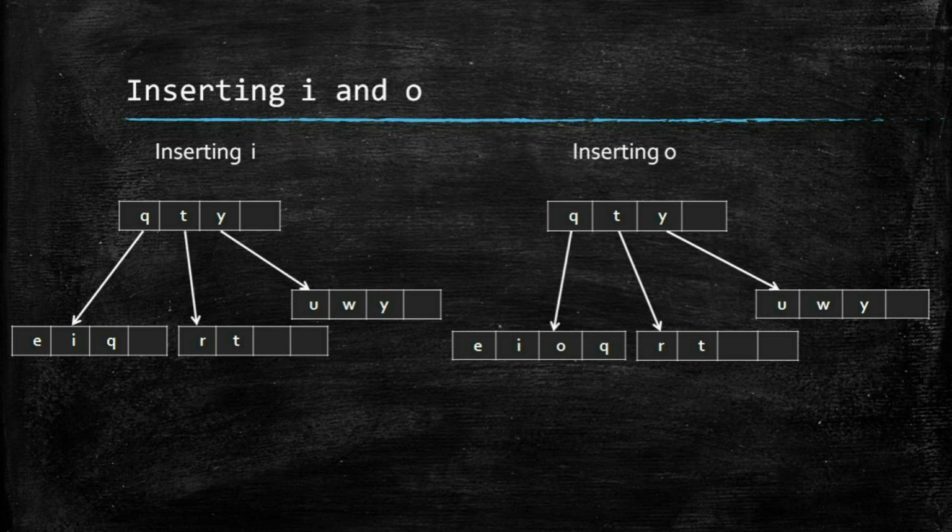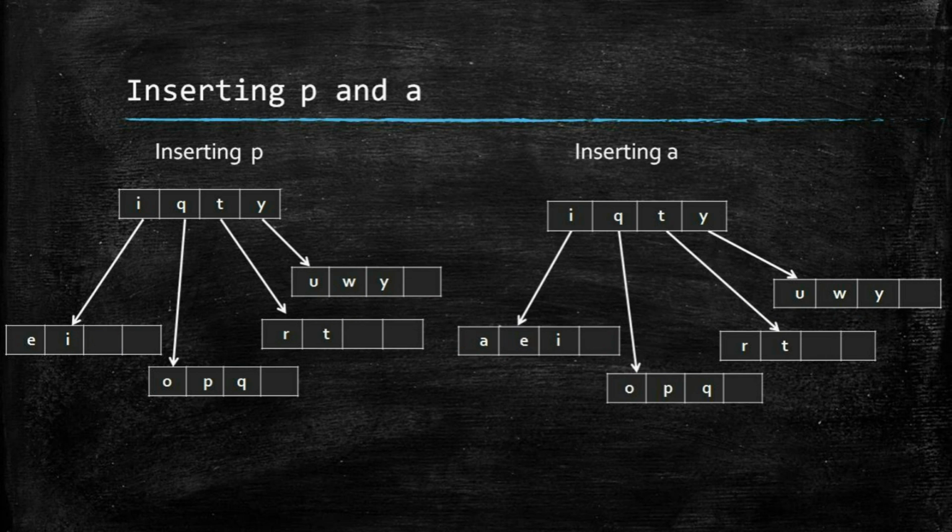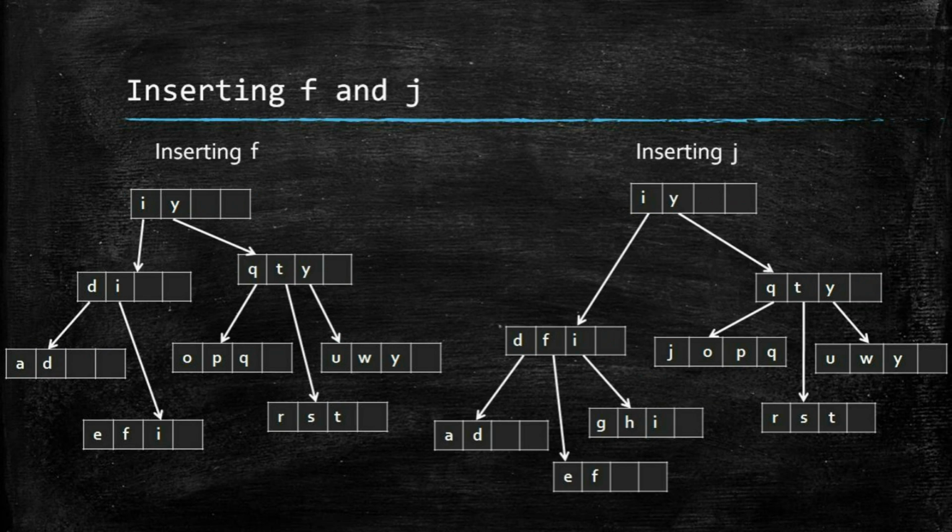We just insert I and O in the child nodes of Q as they are alphabetically lower than Q. Similarly, in the same manner, we insert P, A, S and E in the child nodes of Q, I, T and I respectively, and rearrange the child nodes in sorted order.